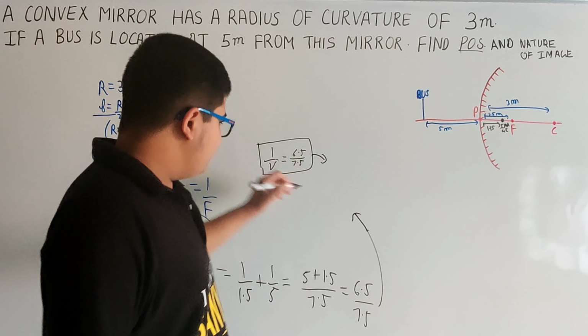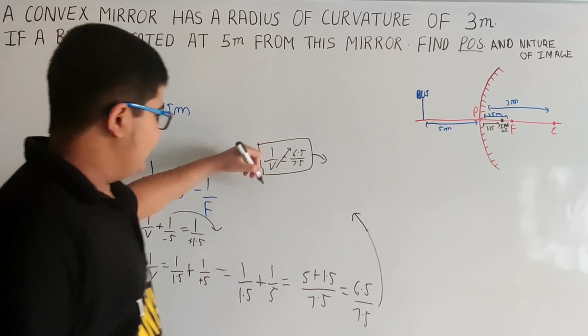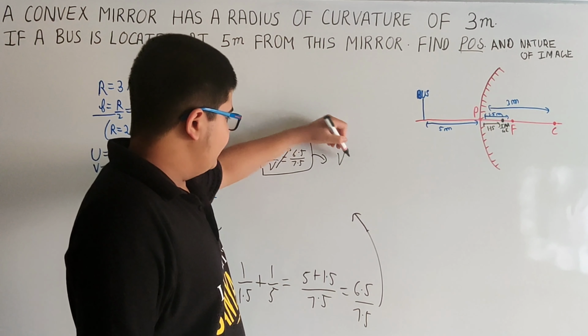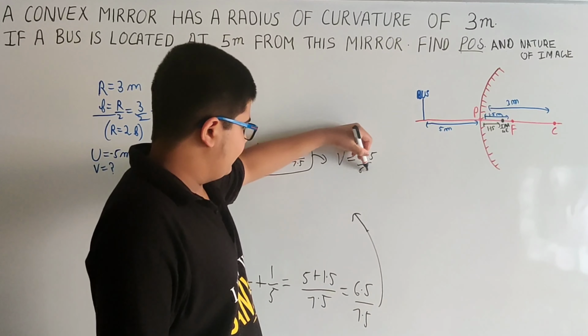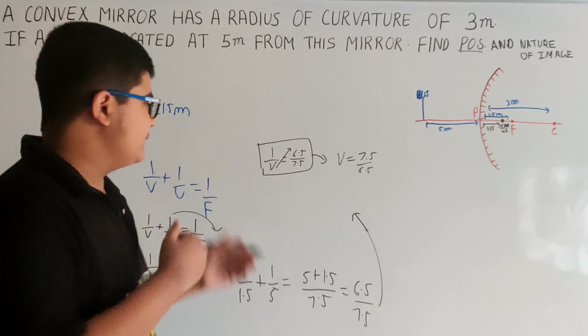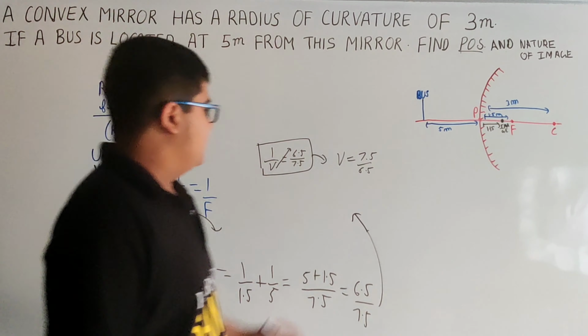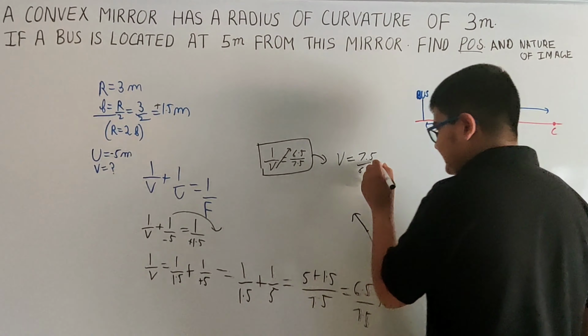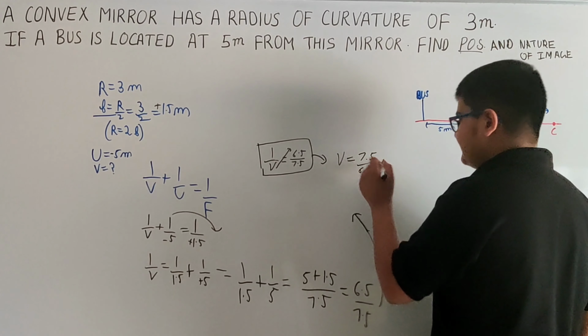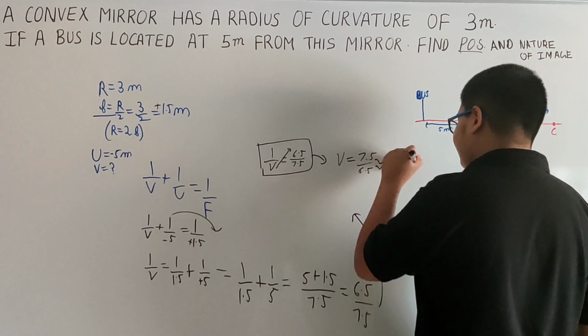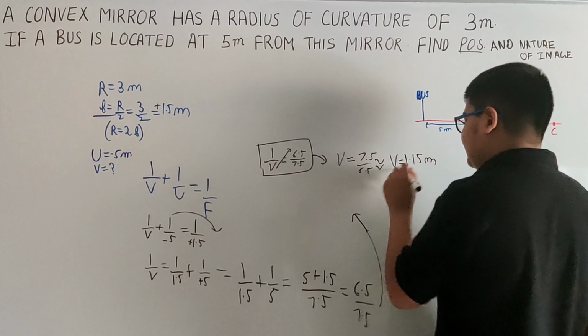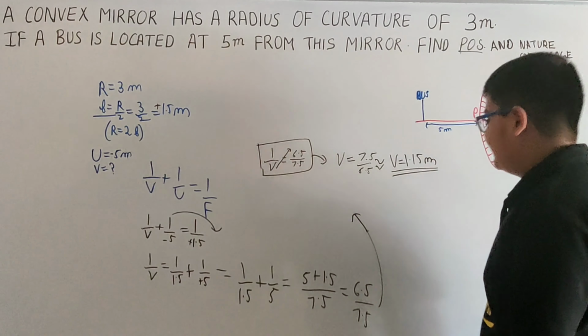Now if we transpose it, that is if we take this v up, then we will get that v is equal to 7.5 upon 6.5. We just take the reciprocal and we got this. Now if you solve this value, if you divide the decimals, then you will get that v is equal to 1.15 meter. This is the final value of v.